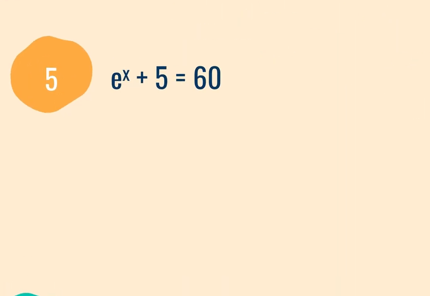All right. Now we've got e on one side of the equation, but it's not by itself. So the first thing you have to do is work to isolate that e. So I'm going to subtract 5 from both sides of my equation, and I get e to the x equals 55.